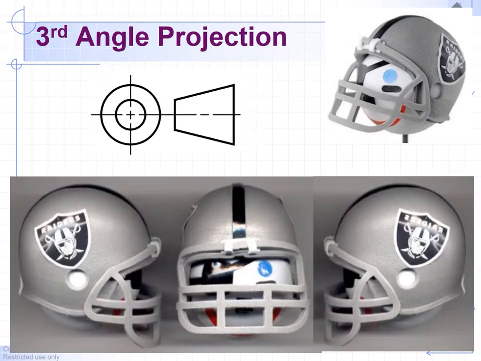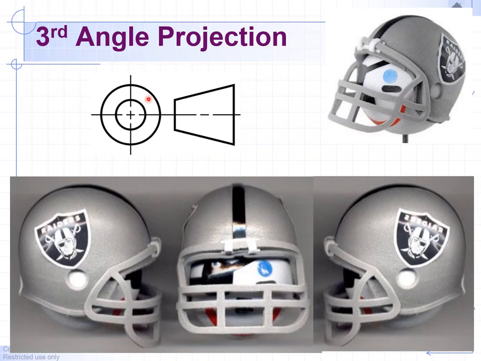Next slide. So for this class, we're only going to use third angle projection. So this is the symbol for third angle projection, inches. Okay, so notice the cone now is pointing inward. Here's the nose of the cone, and here's the nose of the side view. And this will tell us we're looking at third angle projection.